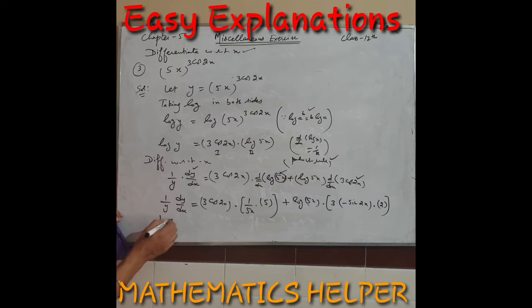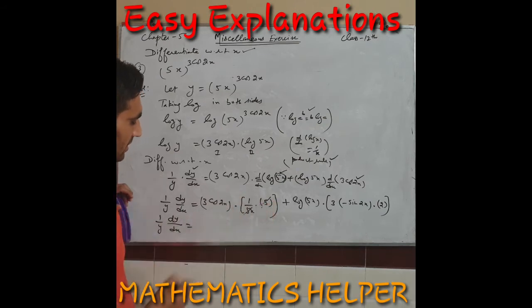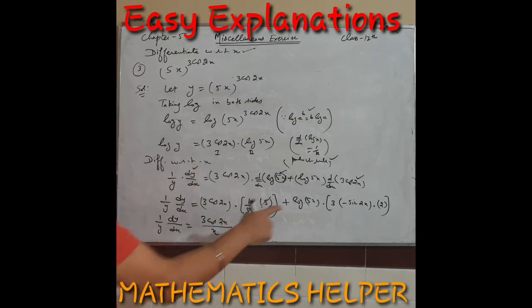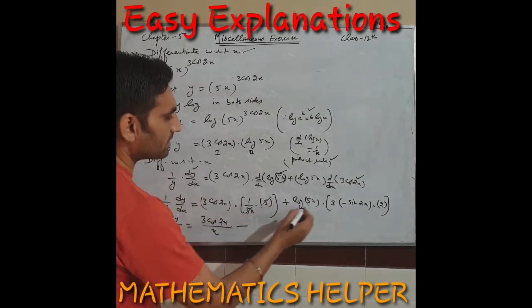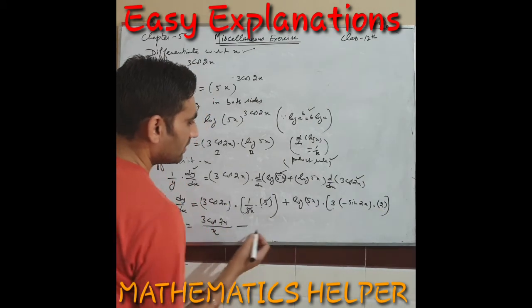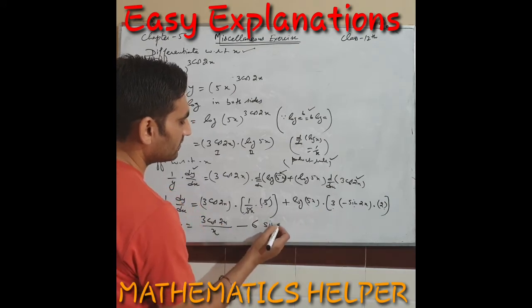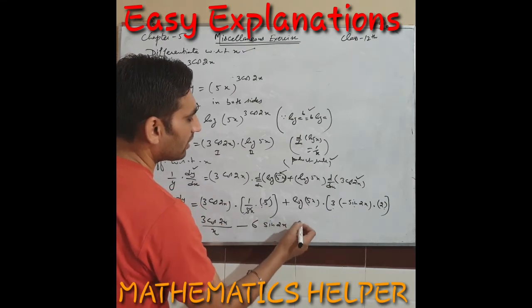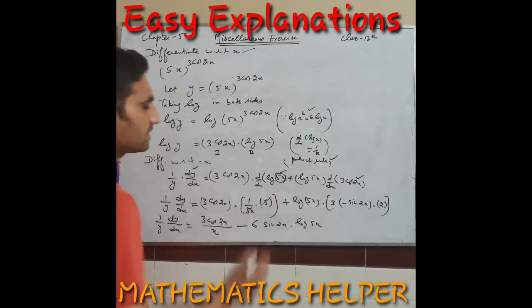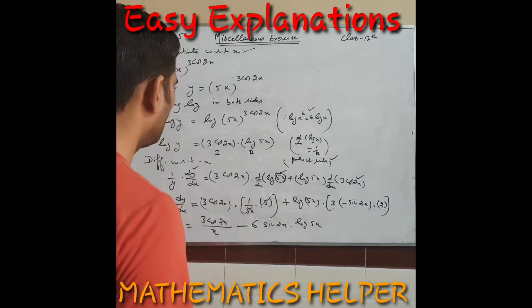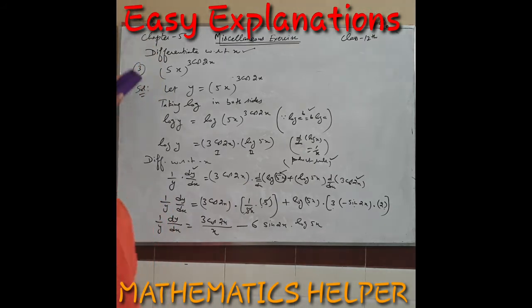So we have to write 1 over y dy over dx equal to, here 5 cancelled. So you are left with 3 cos 2x over x. And here plus minus minus 3 into 2, 6. I am writing minus 6. Then sine 2x along with log of 5x. So we have this calculation with us. Still we can do some other changes. Let me write it next. See what we can do here.